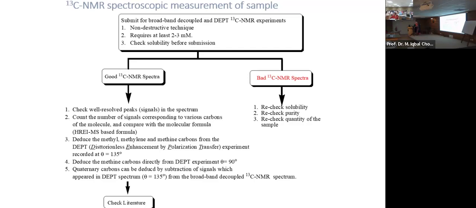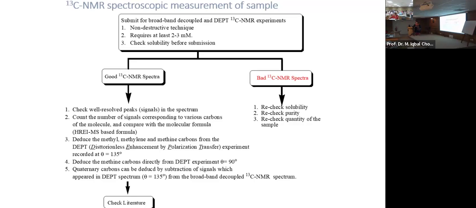The same sample, if you have given a lesser amount, you cannot get a good C13 spectrum. It is 6,000 times insensitive. Always remember. If you give 1 milligram of sample to proton, you get a beautiful proton NMR spectrum. 1 milligram of sample for C13, you will get maybe a few peaks. That's it. Bad spectrum. So not only the solubility, you need to check the quantity as well. These are the practical aspects that we need to consider.